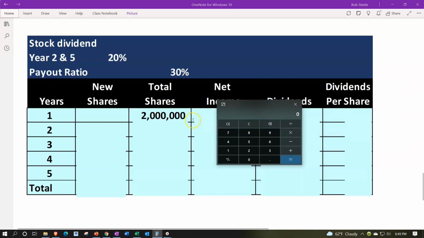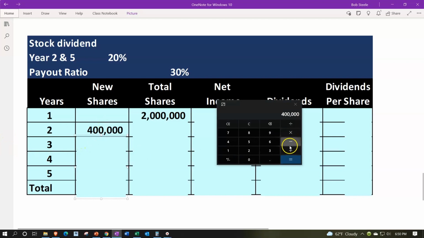So now we're going to say the 2 million times the 0.2 for the stock dividend, once again giving us the 400,000 plus the prior 2 million, and that's going to give us the 2,400,000.